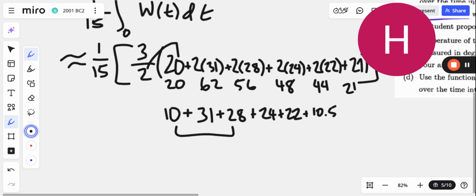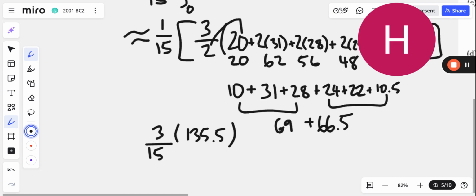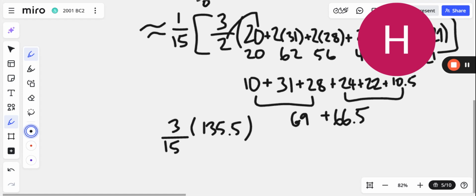Okay, so we have 69, I believe that is. Yeah. And then we have 66.5. Add those together, we get 135.5. This is times 3 over 15. I don't know why I'm tempted to divide these by 5 here. Maybe because there's a 3 there, so if I can divide these by 5, that'll work out really nicely with the 3's. What does this leave me with? This leaves me with 27.1.